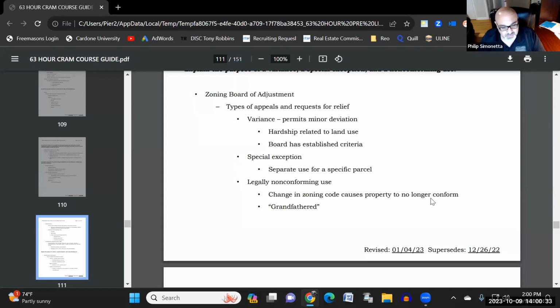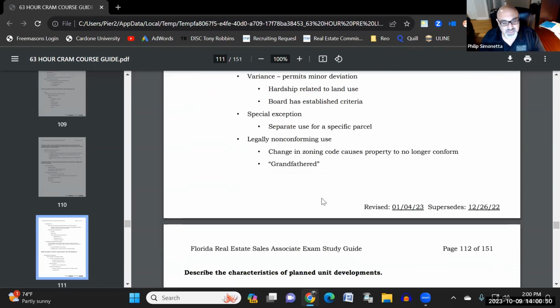Legally non-conforming use. This is what happens when there's a change in the zoning code that causes a property to no longer conform, and they're grandfathered in. So this is a property that no longer would be able to be opened in that location. However, it's been there, and since the change, it's grandfathered in. Okay, that's legally non-conforming use.